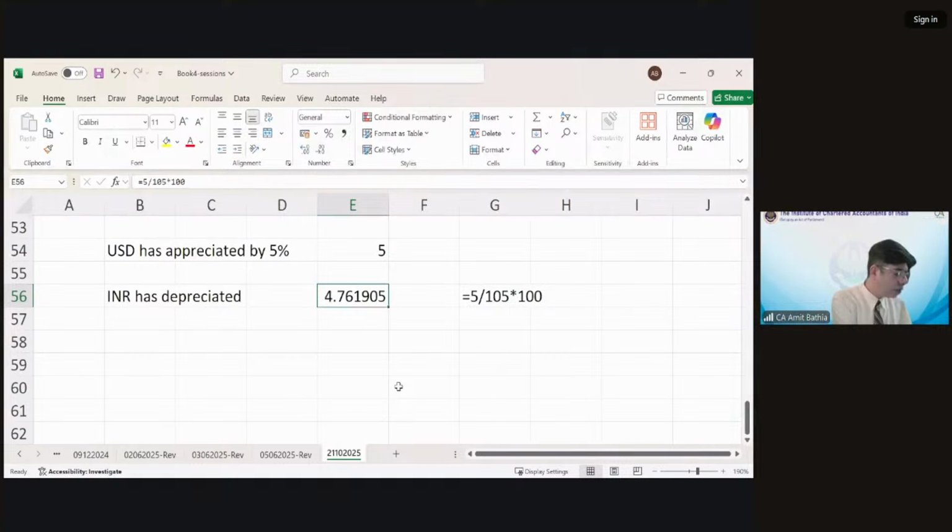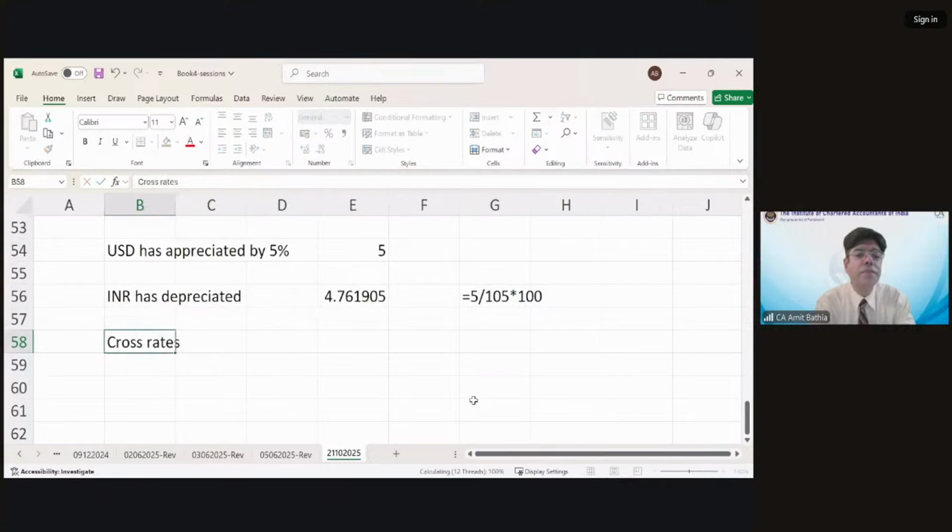Now, with that concept in mind, what are the different aspects we have already covered in this particular aspect? The first and most important aspect now is, how do I convert? And another opportunity which comes across to us is calculating something known as cross rates.